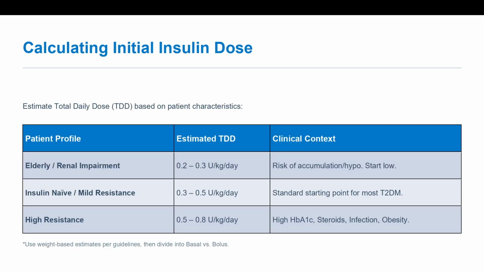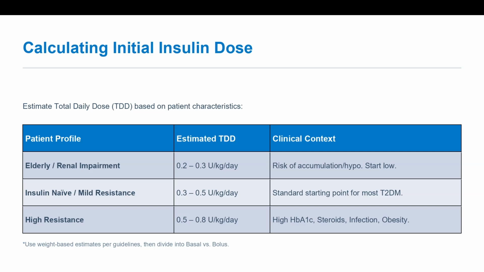So this is the most important table of this presentation. Calculating the initial insulin dose, also called the total daily dose of insulin, is based on the patient characteristics. It is not based on the HbA1c, not based on the NPO status, not based on the procedures or surgeries that the patient is going to undergo, and not based on the infection status in hospital. It is mainly based upon the weight of the patient.